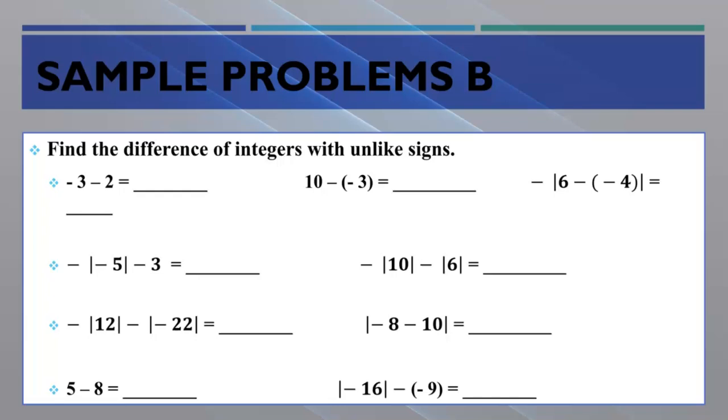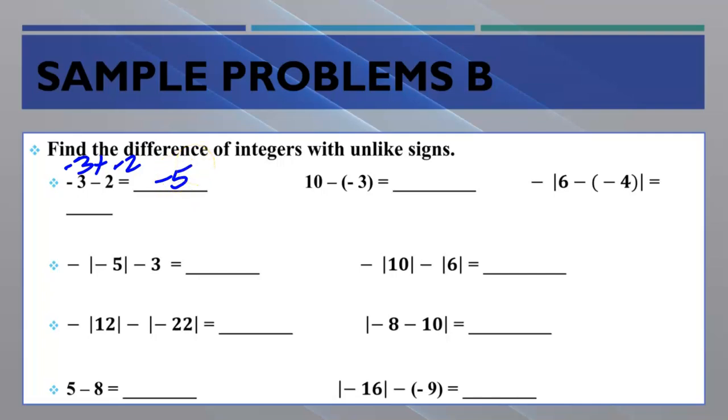Sample problems B. Find the difference of integers with unlike signs. Now again, you can still add the opposites. That might make it a little bit easier for you. So here, this is going to be a negative 3 plus the opposite of 2, which is negative 2. Negative 3 plus negative 2 is a negative 5.